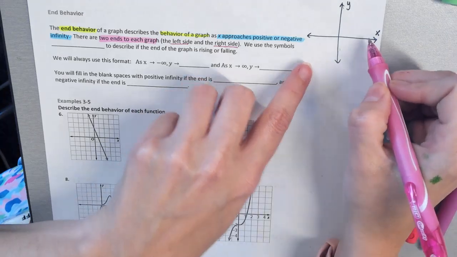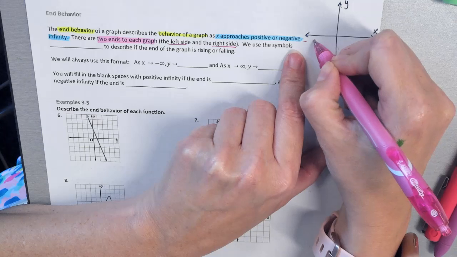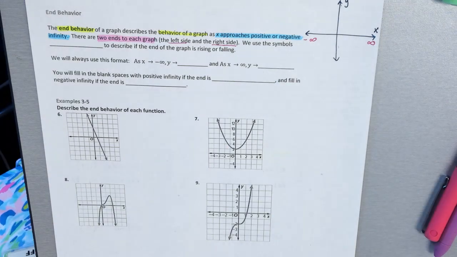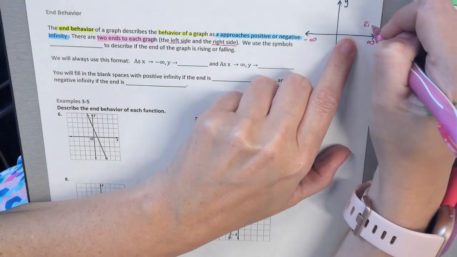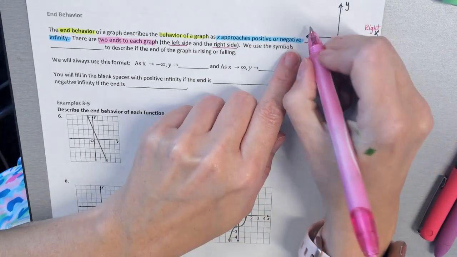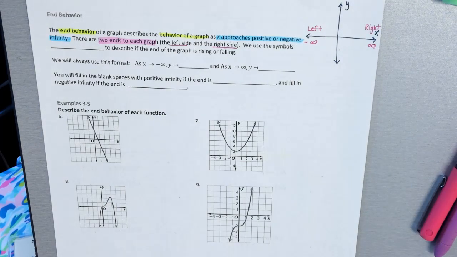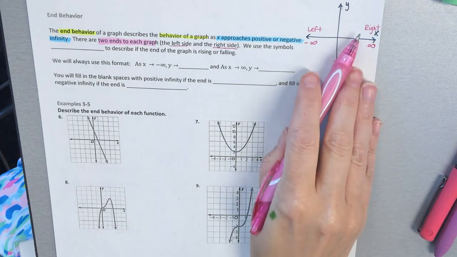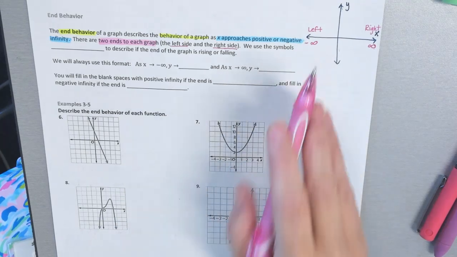So on your x value, we know that this is positive infinity and this is negative infinity. When you use those symbols in relation to x, this means the right side of the graph, and this means the left side of the graph. So with respect to the x-axis, positive infinity means what's happening on the right. Negative infinity is what's happening on the left.